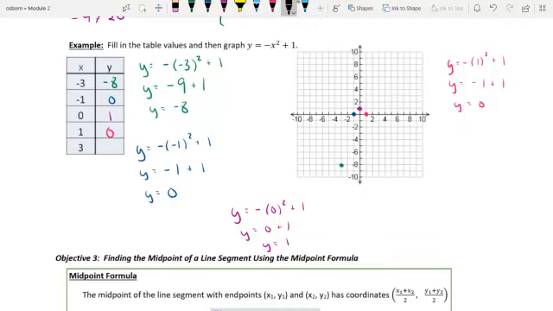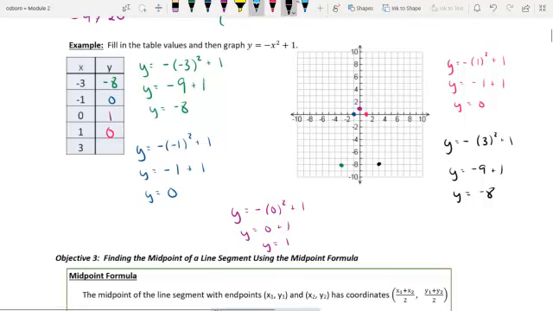And then the last point I'm going to plot is x equals 3. So I have y is equal to negative parentheses 3 squared plus 1. In other words, y is equal to negative 9 plus 1, which gives me y is equal to negative 8. So when x is equal to 3, y is equal to negative 8. So I plot that point.